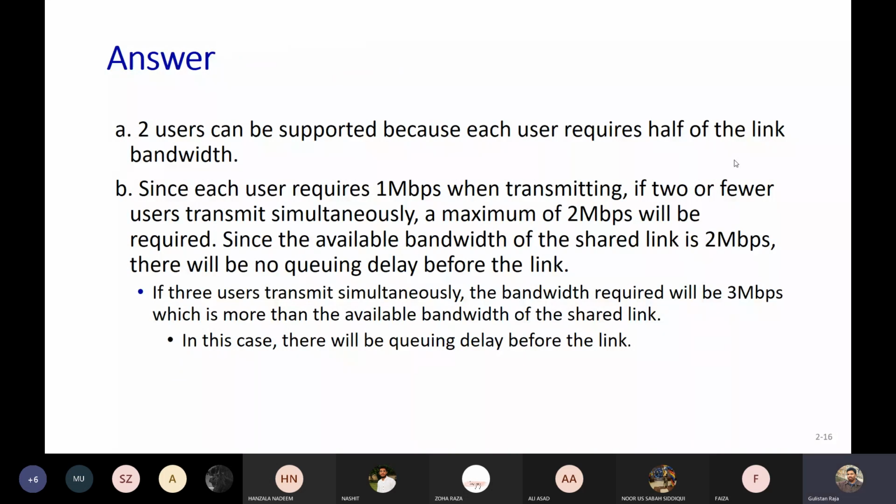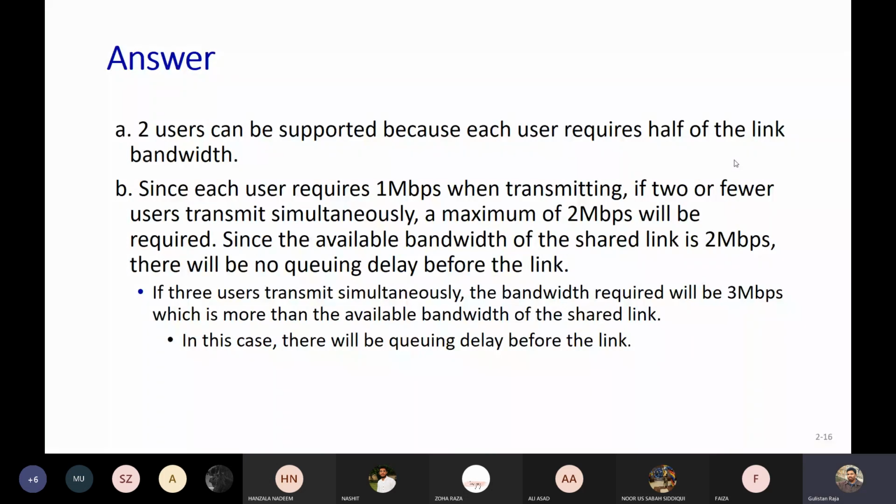Have a look at this answer. If you have any question, you are welcome. Very logical. Okay, ji, is it okay to everyone? Yes, sir.